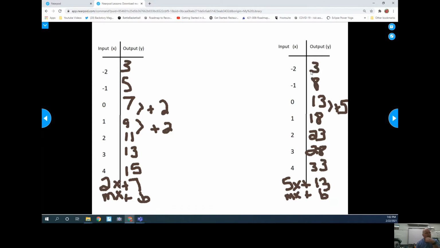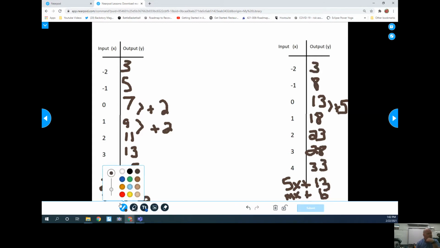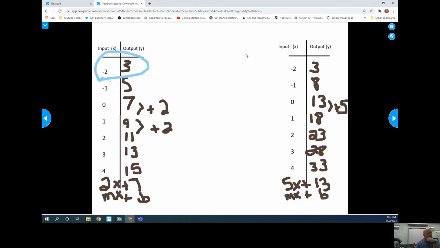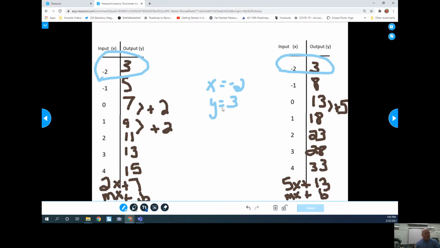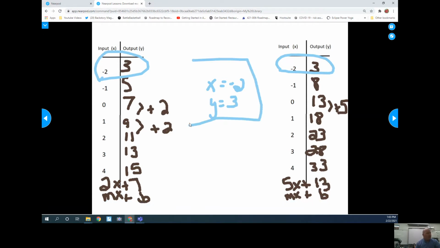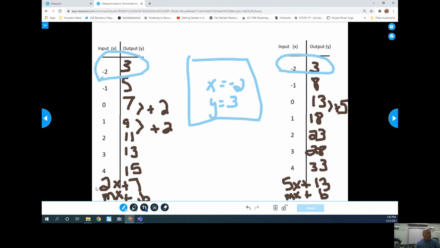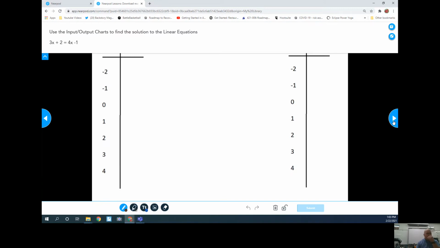This would be 3. And to finish it off, all I need to do is find the point where both sides are equal, which is right there. So it'd be at x equals negative 2 and y equals 3. Okay? And that's how I would solve that problem using my slope-intercept equation, which is right there. Let's do one more example, and then I'm going to let you guys finish this off on your own.